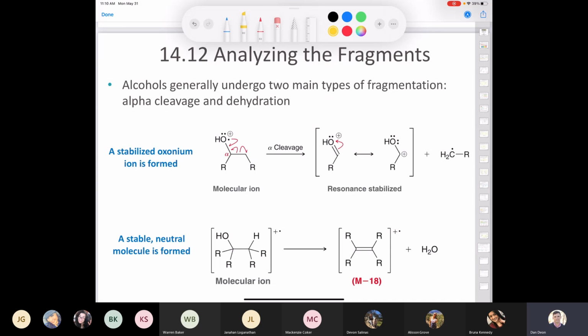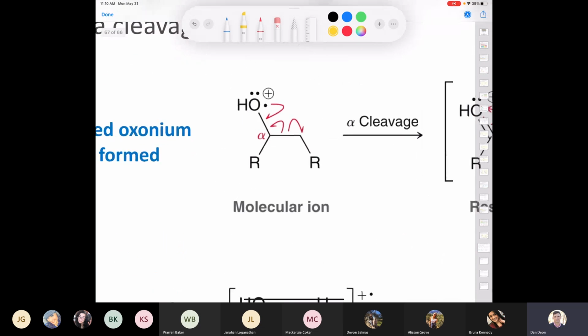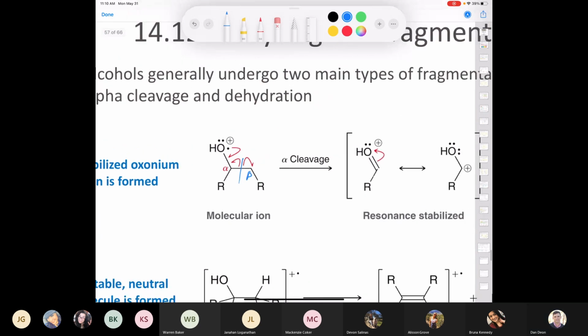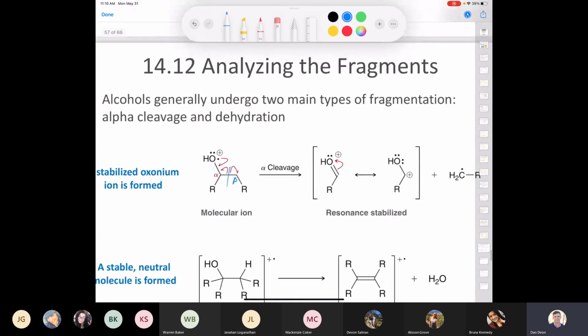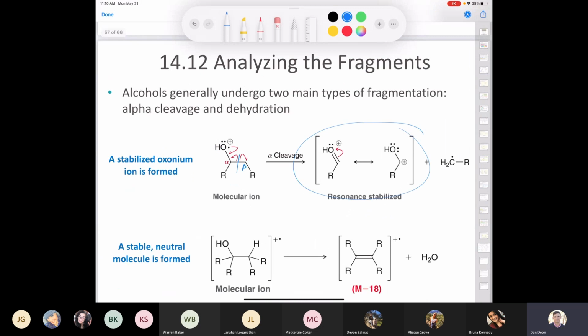The first one is called an alpha cleavage of an alcohol, and an alpha cleavage can also happen on an amine. So if you look at the alcohol functional group, the carbon to which the alcohol or the oxygen is bound, we call that the alpha carbon. If you break between the alpha carbon and the next carbon, which you can call the beta carbon, you end up with a resonance stabilized cation, which is going to be detected.